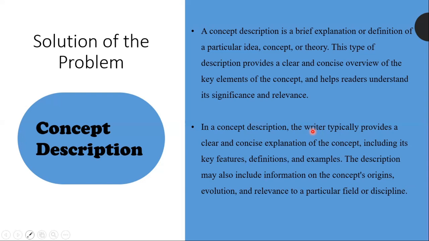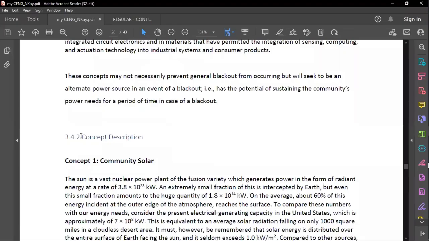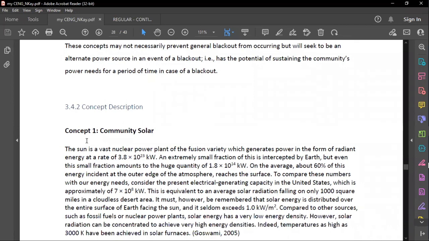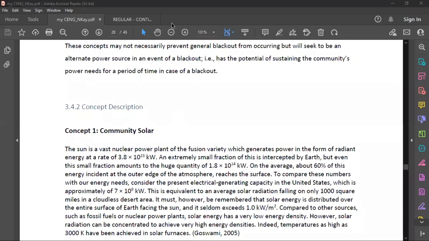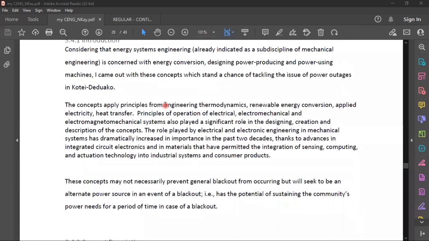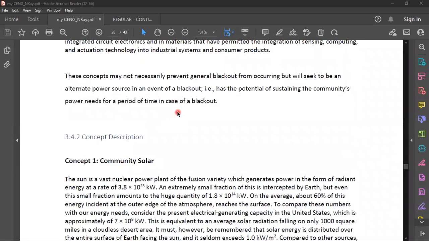So that is it. Let's look at NKay's report once again. From here, you could see that he started with the concept description. Now, NKay is writing on power outages, right? Good. So what we are trying to do is find a solution to that problem. So we would have to propose concepts, different concepts to solve that problem.